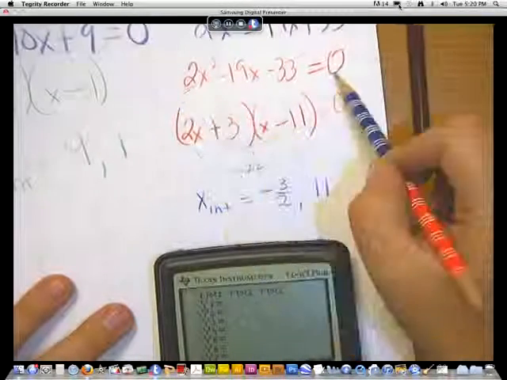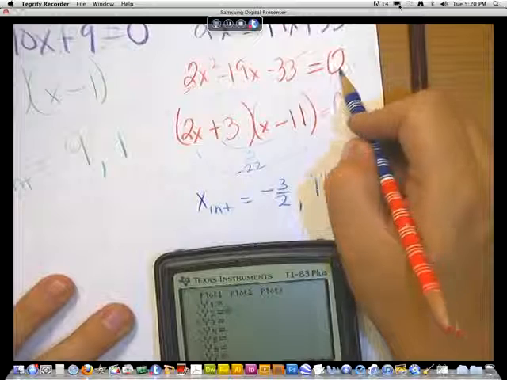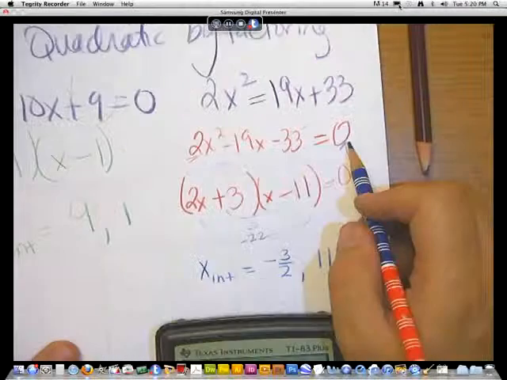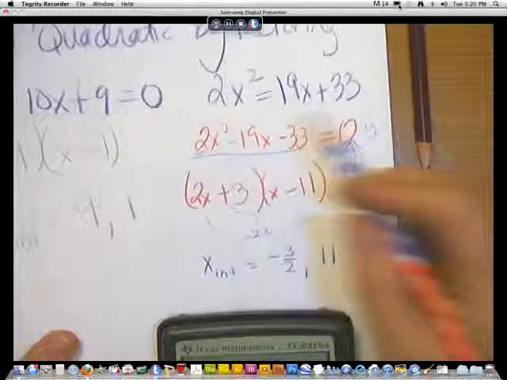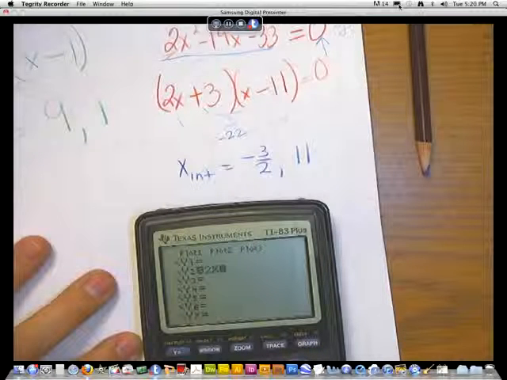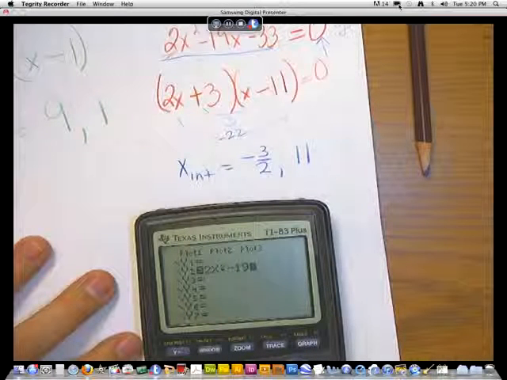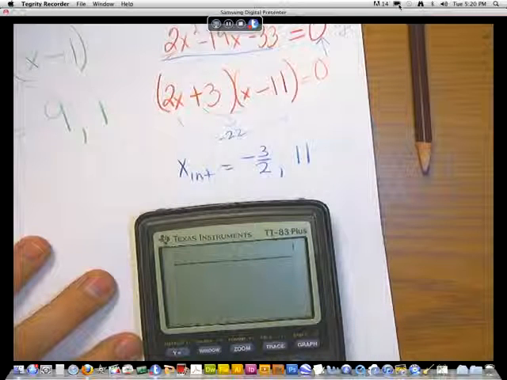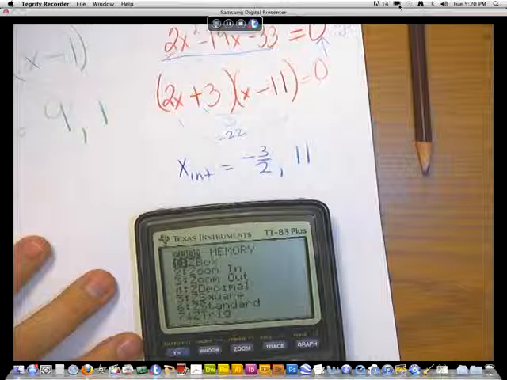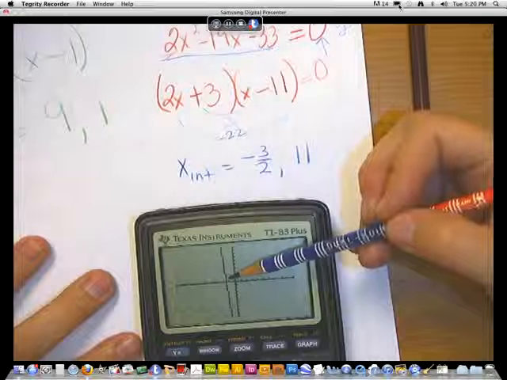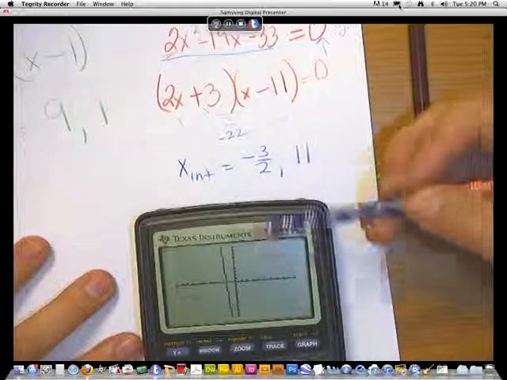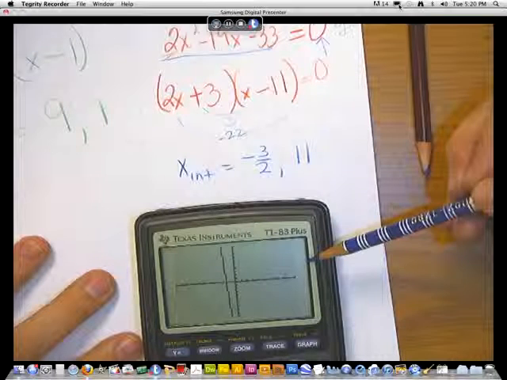For example, this one right here, this 0, because it's an x-intercept, tells me that the y value is 0. So that's my y. This is my y. This is my equation. So when I plug it in the calculator, 2x squared minus 19x minus 33, and graph it, we need to go back. Normal, zoom, 6 is how we get to a normal window. Alright, we see this negative 3/2. We don't see the 11 because on a normal window, this is a 10 by 10.